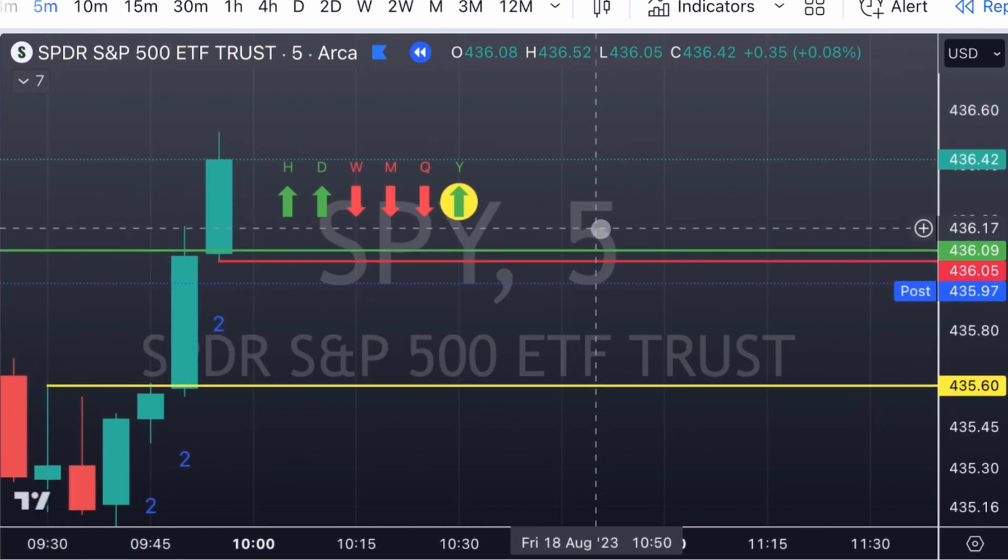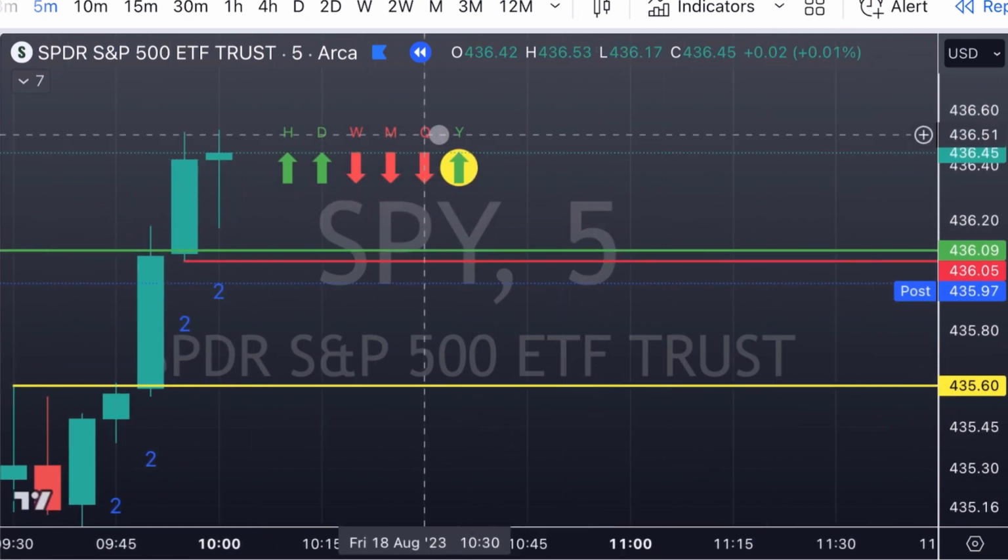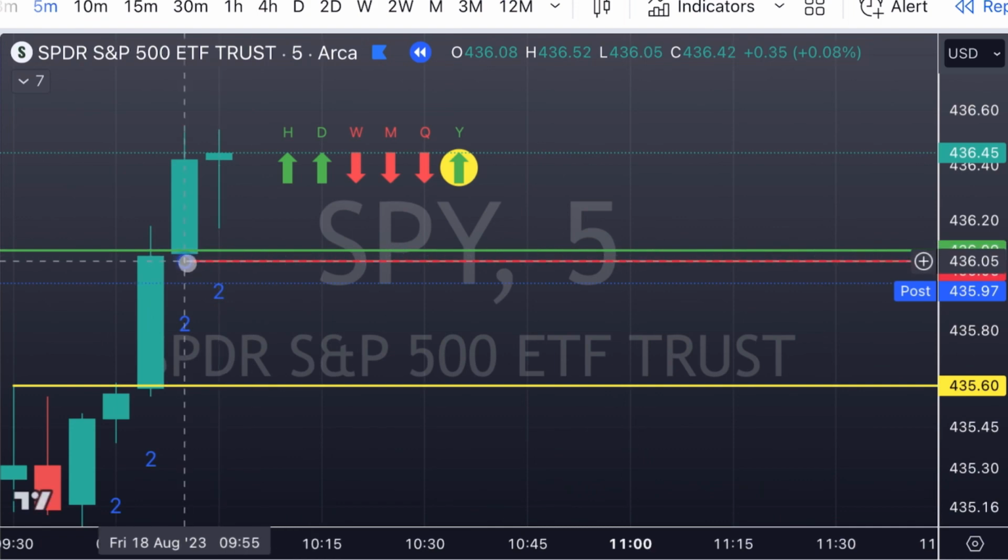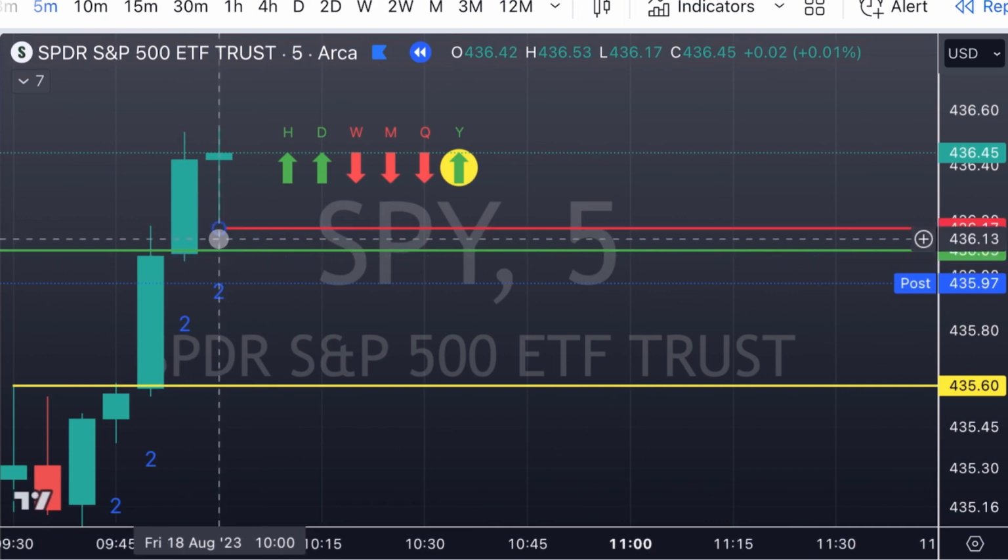Okay, let's go look at the next candle. What is it? Okay, so that next candle closes. We move our stop loss up. We're still in this trade. There's no reason to get out.